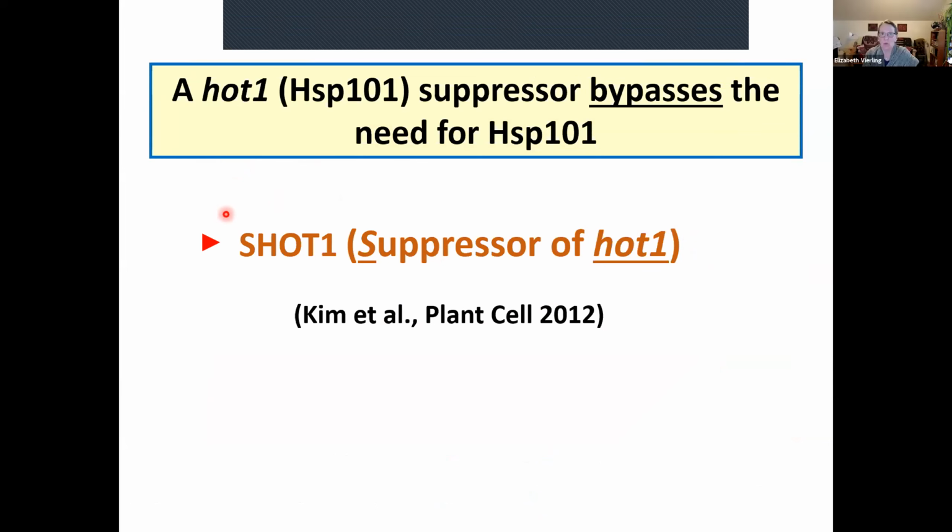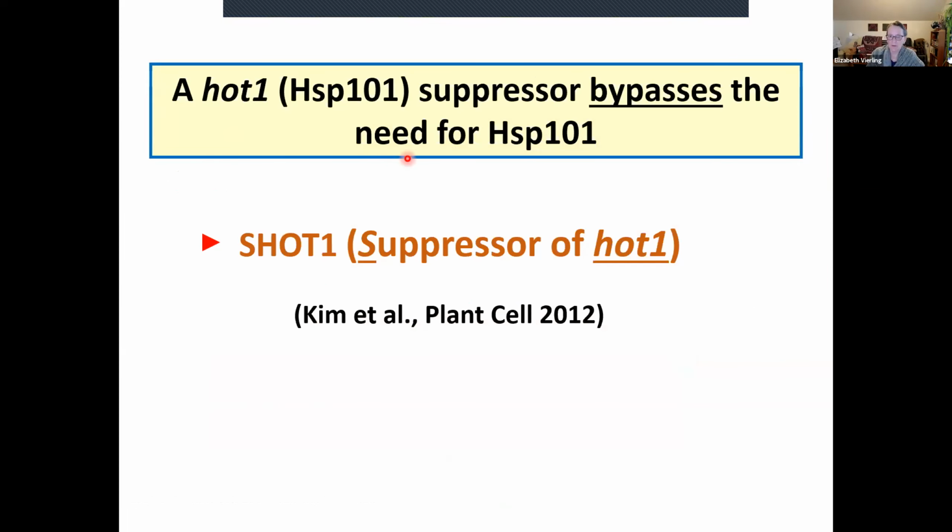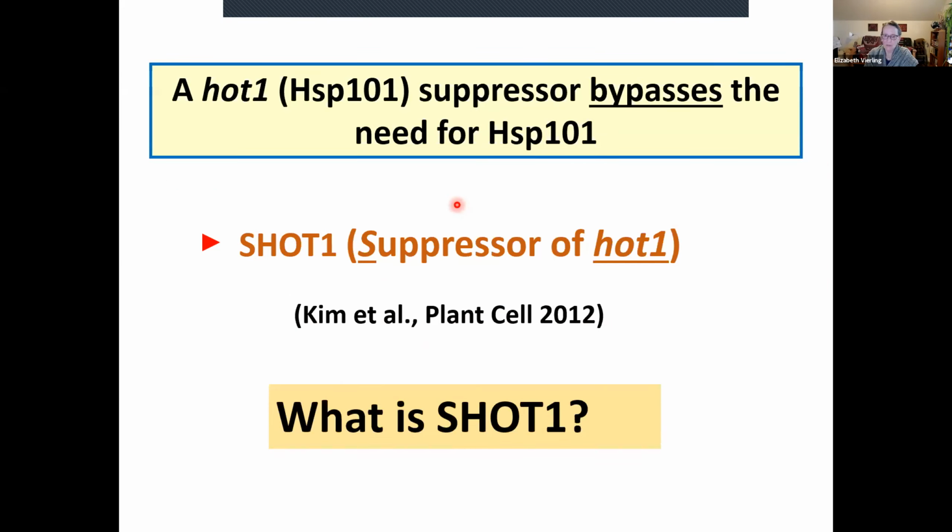Okay, so let's just walk back here for a second. Our genetic studies, then, we were screening for suppressors of the dominant negative of HSP-101, and we found these SHOT suppressors, and I want to talk about one of these suppressors. The first one, not surprisingly, we called SHOT1, and this is work that's published in The Plant Cell in 2012. So SHOT1 is a suppressor that bypasses the need for HSP-101. So what is SHOT1?